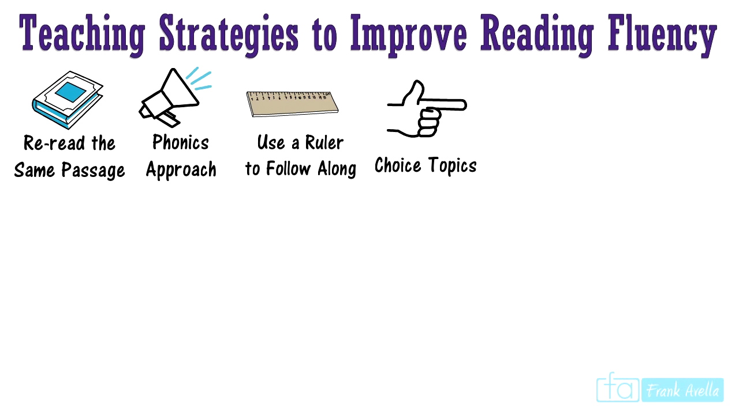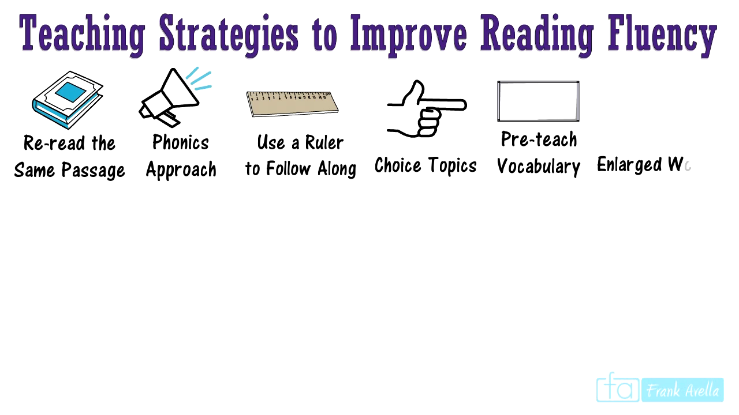Educators may pre-teach vocabulary found in the reading text. If students are familiar with the words and have an understanding of the vocabulary, they'll have a better chance of reading it fluently. Visual impairments and eyesight problems may be the cause of reading fluency problems. In that case, using enlarged word for the reading is another strategy that has been proven useful.